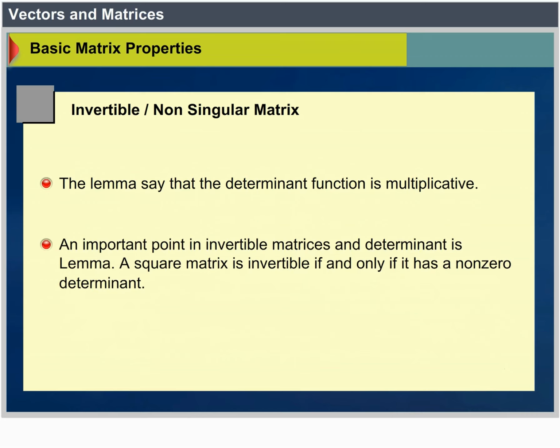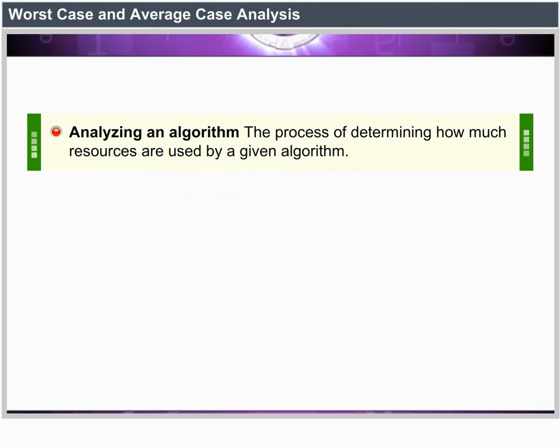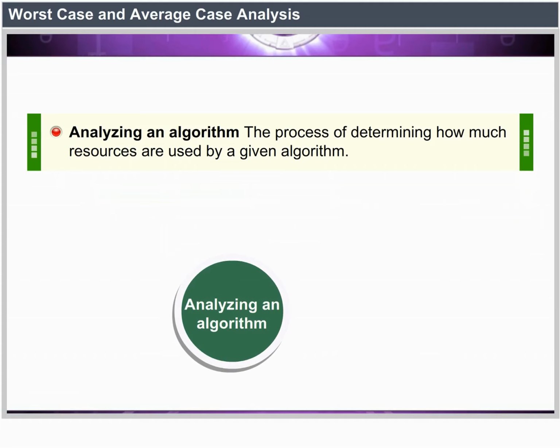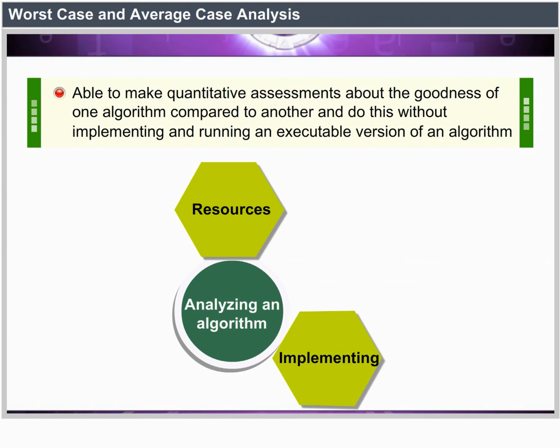Worst case and average case analysis. Analyzing an algorithm is the process of determining how much resources are used by a given algorithm. Resources such as memory, communication bandwidth, and computer hardware, but most often it measures computational time. We are able to make quantitative assessments about the goodness of one algorithm compared to another, and do this without implementing and running an executable version of the algorithm.